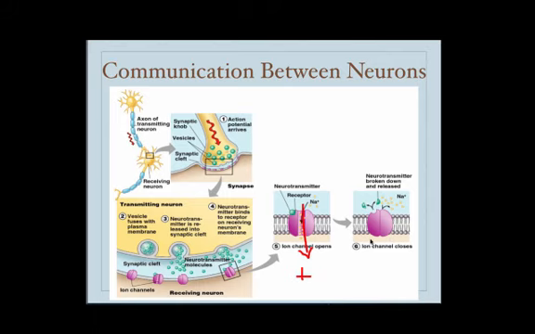Once the signal is over, well, the signal will end once the neurotransmitters are gone. And so there's really two ways for this to happen. One is that the neurotransmitters can be broken down right there in the synapse. They can be broken down by enzymes so that they're no longer able to fit together with the ion channel here. They can also be taken back up into the presynaptic neuron.